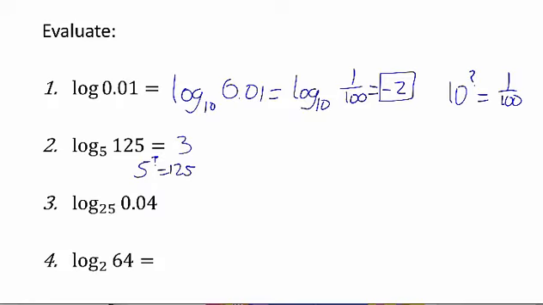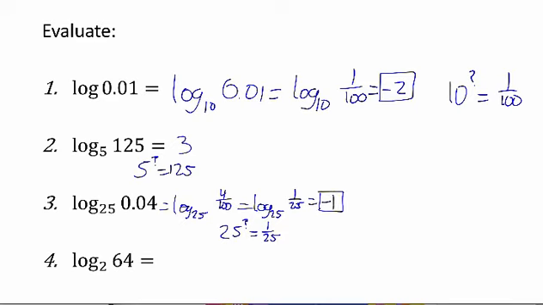Okay, back to it. I'm going to convert log base 25 of 0.04. That's 4 100ths, which you can convert to log base 25 of 1 over 25. So again, you're asking yourself, 25 to what power equals 1 over 25? And in that case, you just get negative 1. So again, with logarithms, we're just solving for that mystery exponent. For this bottom one, you're saying 2 to what power equals 64? And that is 6. So we're again solving for these mystery exponents.